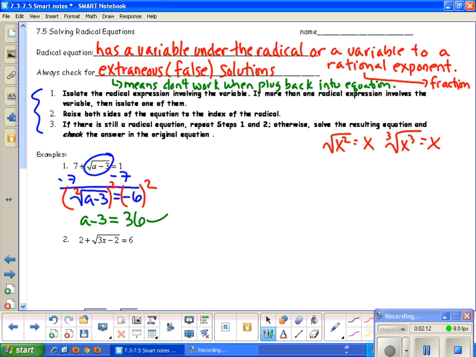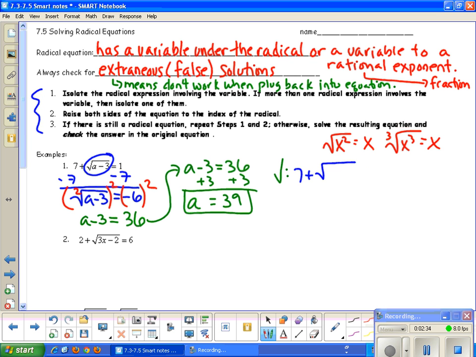Then all I have to do now is solve the equation for a by adding 3 to both sides. So I get a is equal to 39. Now I'm not done because I want to check my solution. When I check, I put my number back into my original equation. So I get 7 plus the square root of 39 minus 3, which is root 36, and it has to equal 1. The square root of 36 is 6.